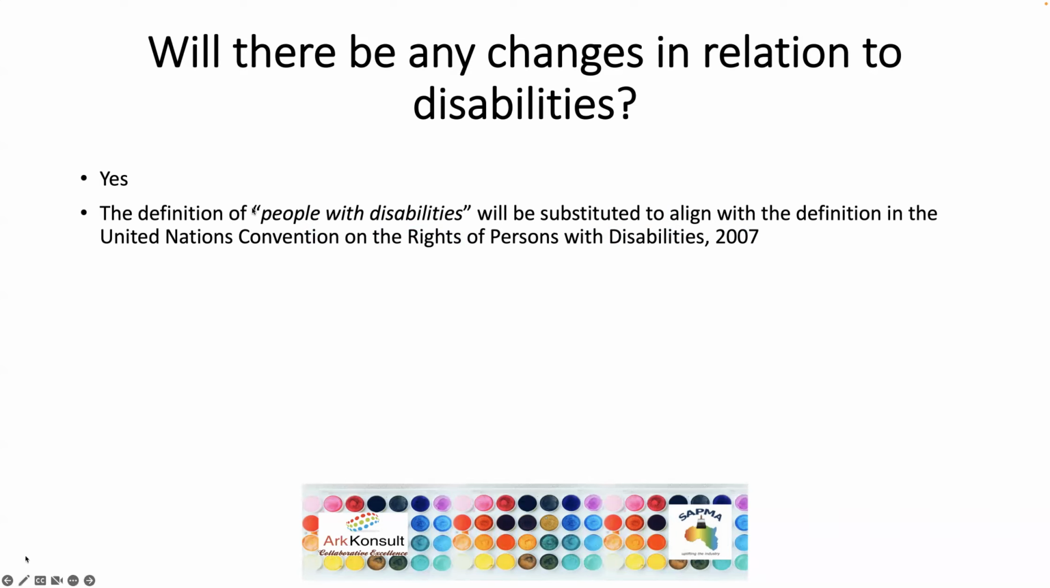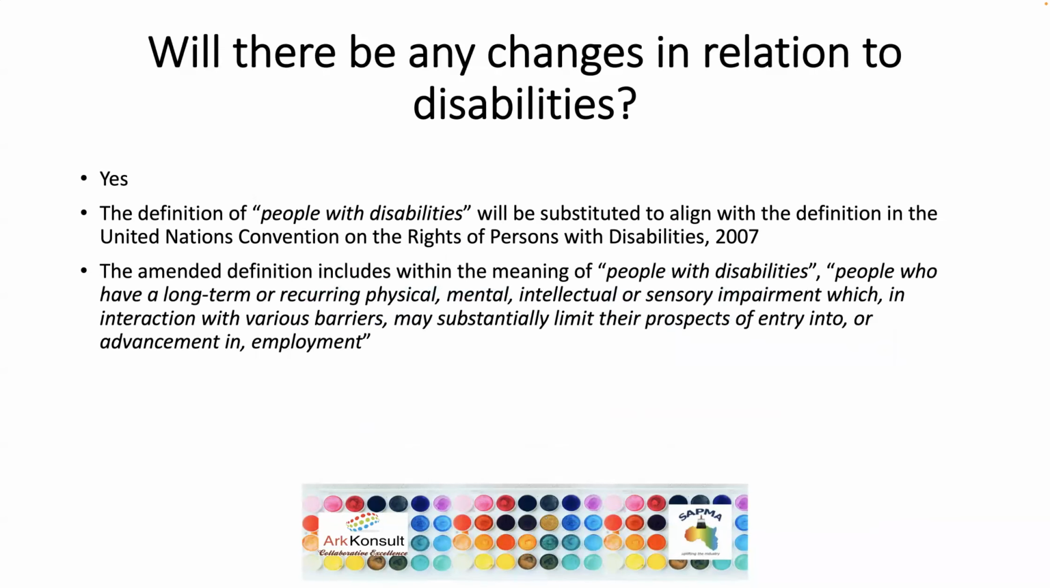So the definition of people with disabilities will be substituted to align with the definition in the United Nations Convention on the Rights of Persons with Disabilities, which South Africa is a signatory to. The amended definition includes, within the meaning of people with disabilities, people who have a long-term or recurring physical, mental, intellectual, or sensory impairment, which in interaction with various barriers may substantially limit their prospects of entry into or advancement in employment.